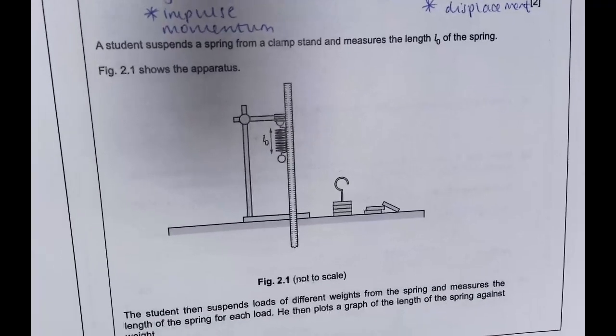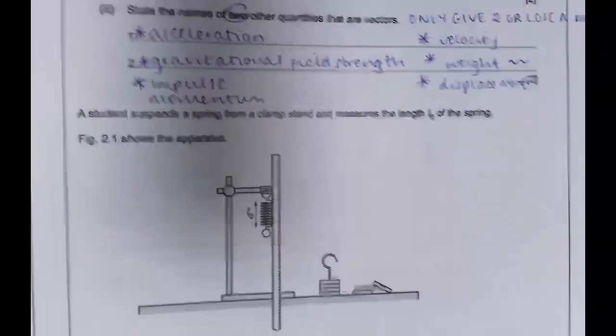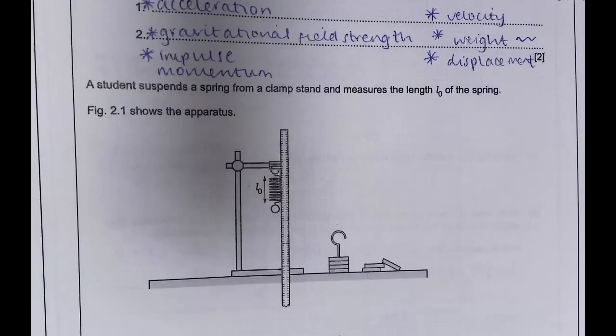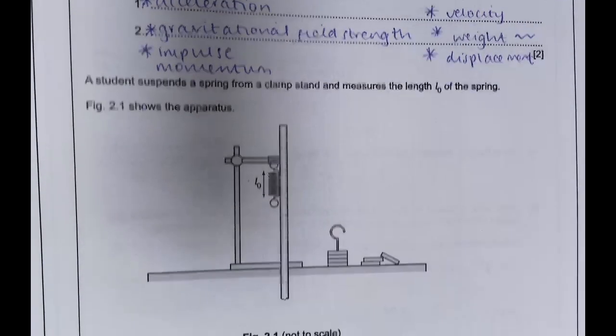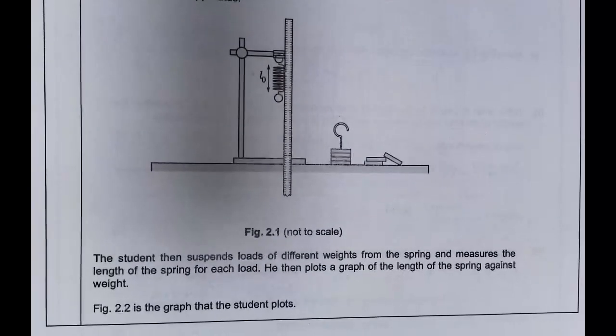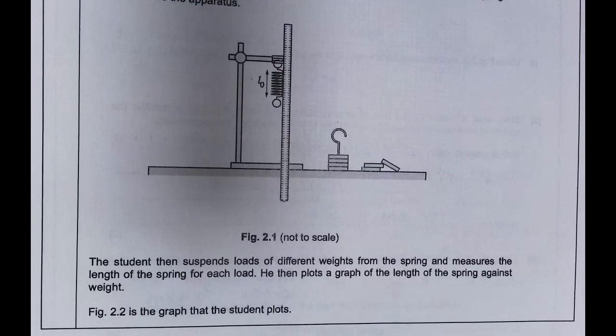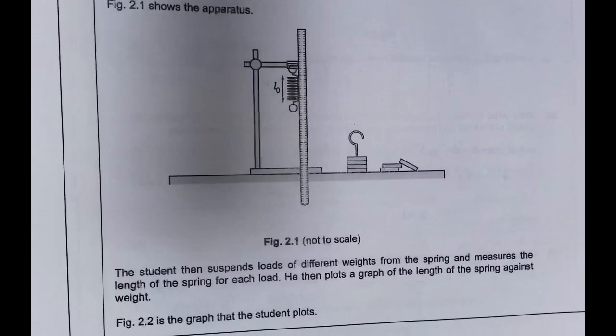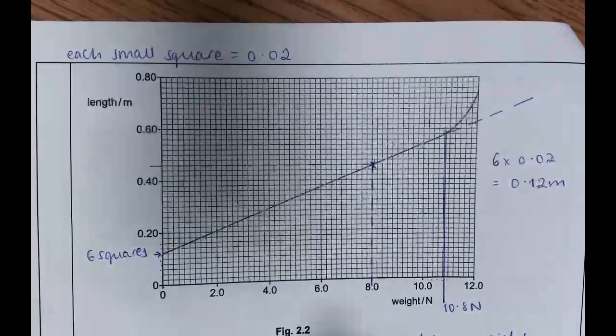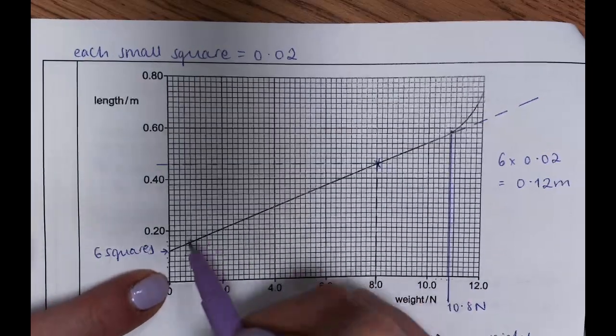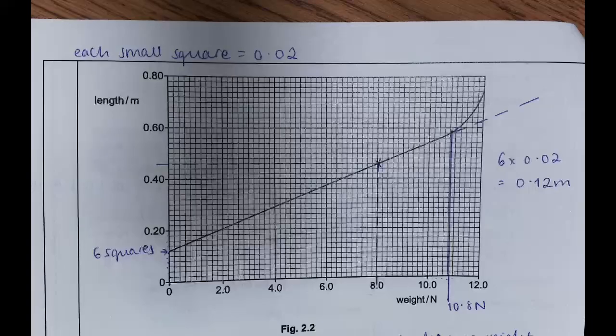So then it says a student suspends a spring from a clamp stand and measures the length of the spring. So you've seen this equipment before. The student then suspends loads of different weights from the spring and measures the length of the spring for each load. He then plots a graph of the length of the spring against weight. And then you've got a figure 2.2 as the graph that the student has plotted. So we can see the graph here. So as we add weight, we can see that the length of the spring increases.